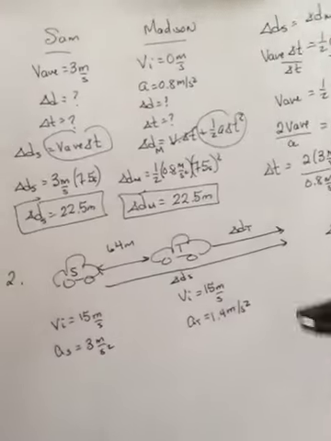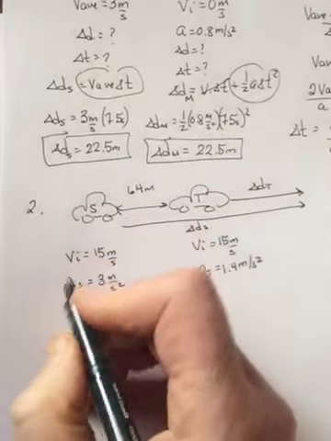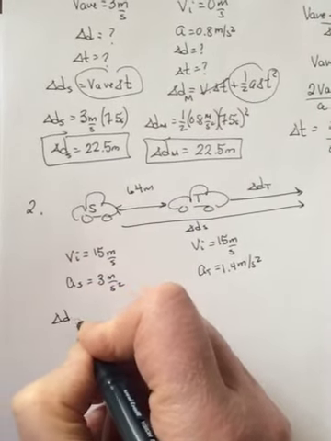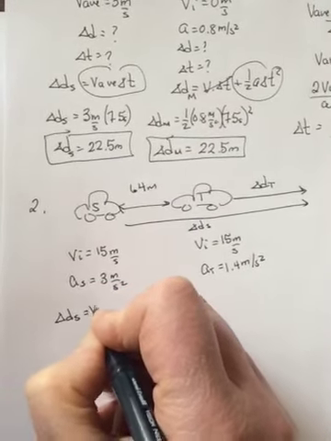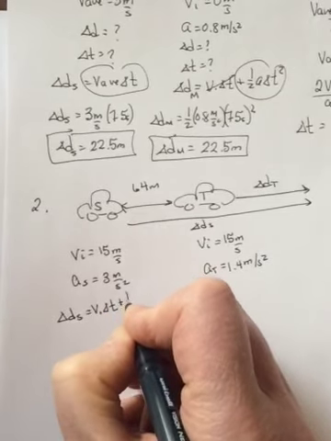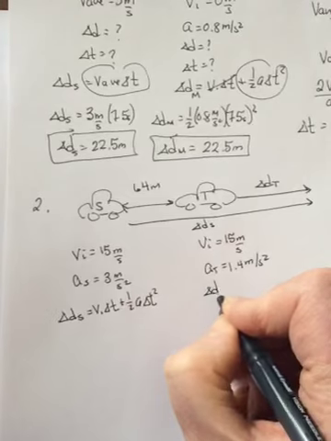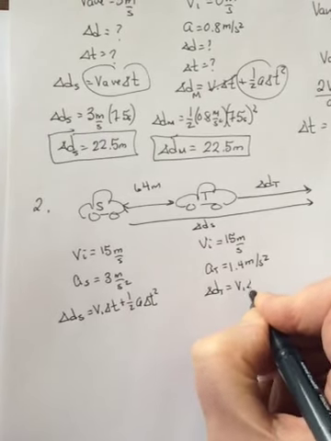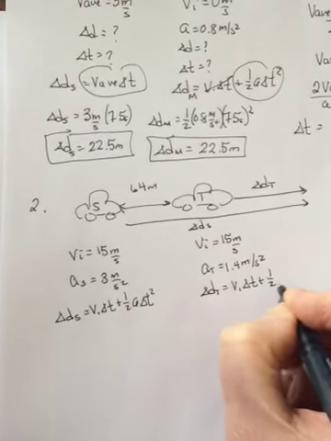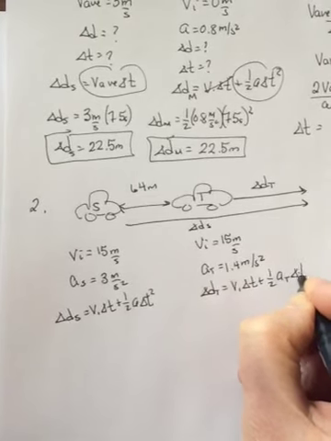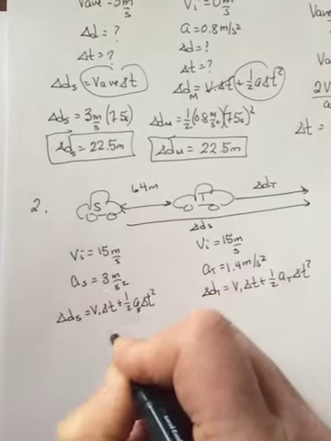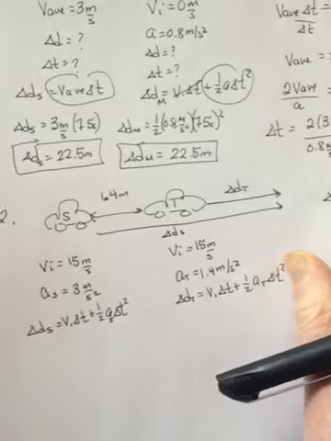Okay, so now we need an expression for delta D of the student. We have a VI and an A, so it's going to be VI delta T plus 1/2 A delta T squared. And we need an expression for delta D of the teacher, and it's going to be VI delta T plus 1/2 A of the teacher delta T squared. We don't know the time, but we know they'll be the same.